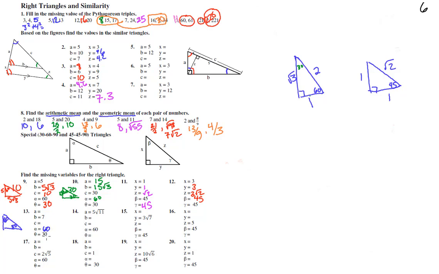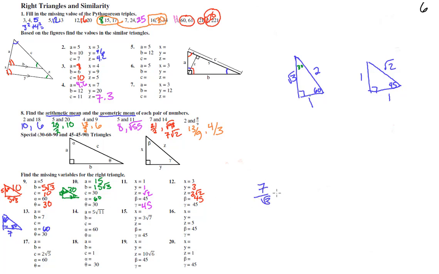Good, so that gives us 60 up there. And it says that b is 7. Ooh, that's a tough one. They gave us the long side, so we've got to divide by the square root of 3. So a is 7 divided by the square root of 3.